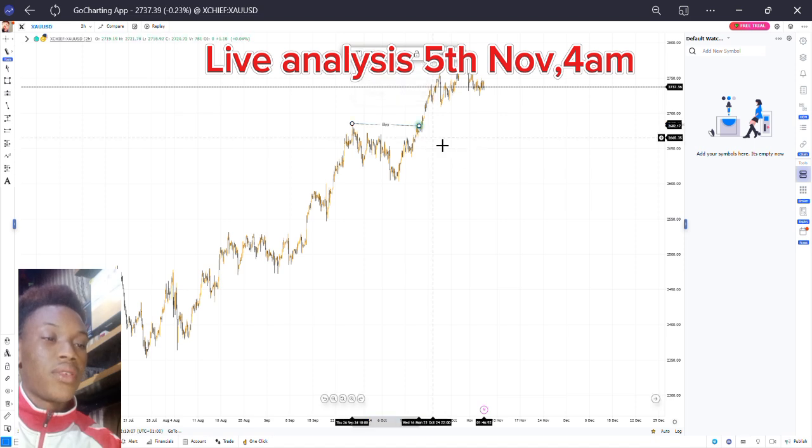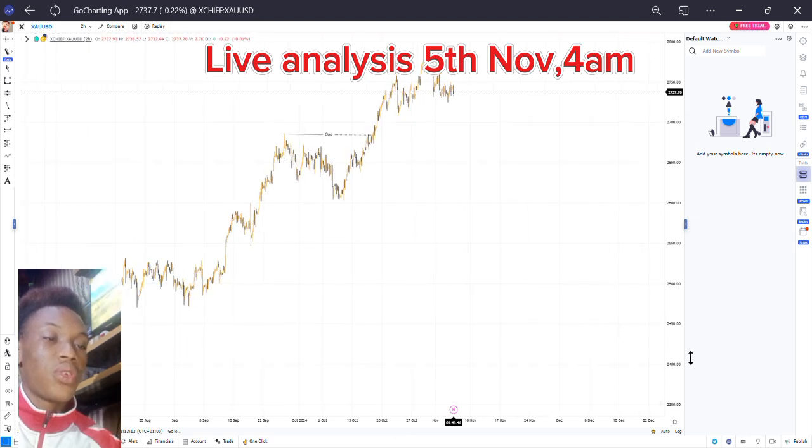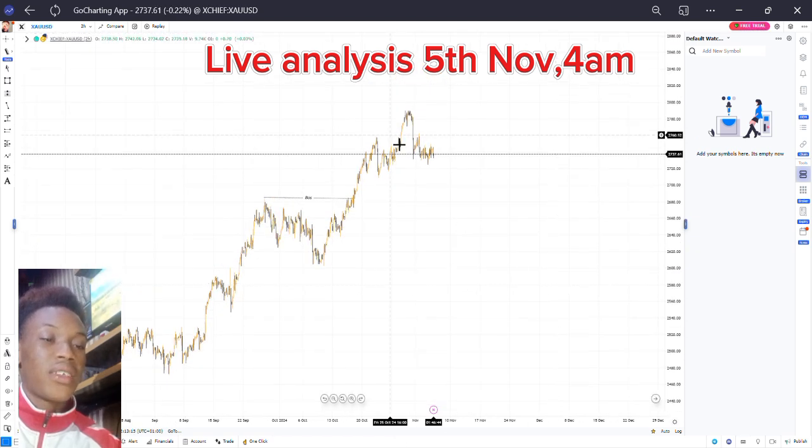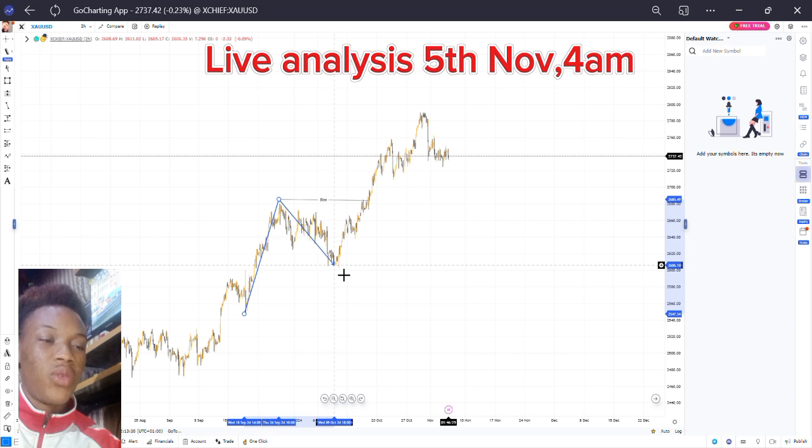Why are you behaving like this? Price broke structure to the upside, guys. And what can I say again? This is more like what? Sorry, this is more like an impulsive move, correctional movement, then what?